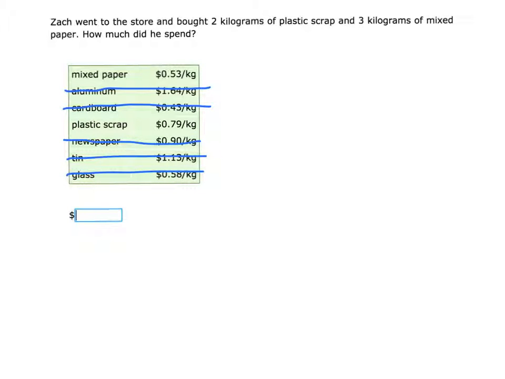So all we're really asked to figure out is he bought 2 kilograms of plastic scrap. So it's 79 cents per kilogram times 2. Well, if this were 80 cents, it'd be $1.60. But it's 1 penny less, so that's a total of 2 pennies less than $1.60, so that'd be $1.58. Now, of course, I could take my calculator here to confirm that. 0.79 times 2, 158.